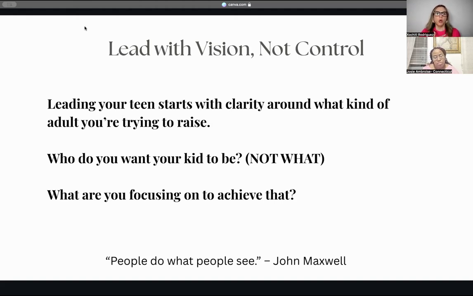So who do you want your kid to be? Who do you want your kid to be? Do you know that? Can you answer it in the chat? Can you put some comments in there? Who do you want? And I put in big letters, not what. Who. What is the difference? What is what they do. Who is what they are.